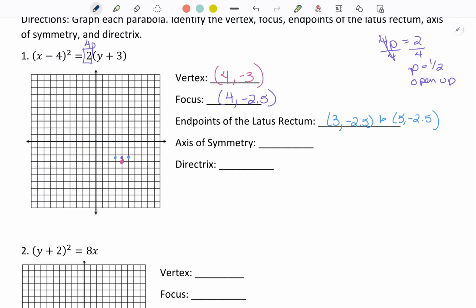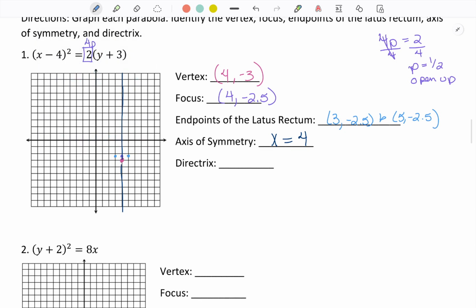So our axis of symmetry is going to be the x of our focus, just like in algebra 2. So that's going to be x equals 4. And so we're going to go ahead and draw that line through. And then our directrix is going to be 1/2 unit down from the vertex. So we are going to have 4 and then -3.5. And so that line will just go across.